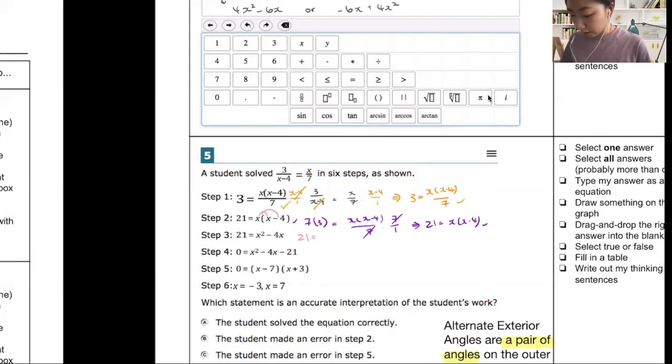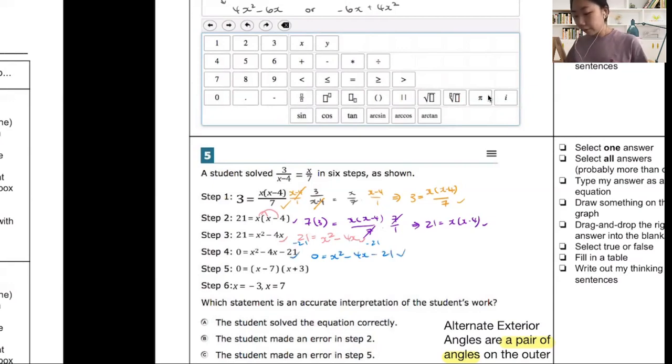So we have x times x, which is x squared. x times negative 4 is just negative 4x. So this step is, again, correct. All right, so step 4, it moves 21 to the right side. So by doing so, what it means is we subtract 21 on both sides. So we minus 21 to arrive at 0 equals x squared minus 4x minus 21. All right, so far so good.